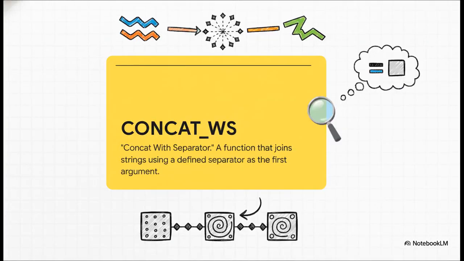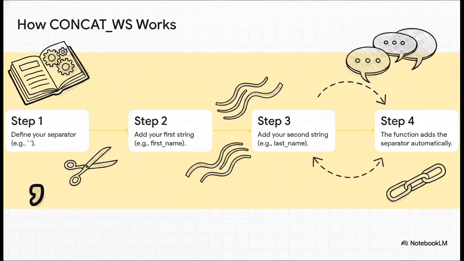Let me introduce you to its cooler, smarter sibling, concat_ws. The WS literally stands for with separator. The name tells you exactly what it's for. This function was built for this exact problem. Now, how it works is a little different, but it's brilliant. With concat_ws, the very first thing you give it, the first argument, is the separator you want to use. You tell it once. After that, you just list out all the columns you want to join, and it does the hard work for you, automatically putting that separator in between each one.